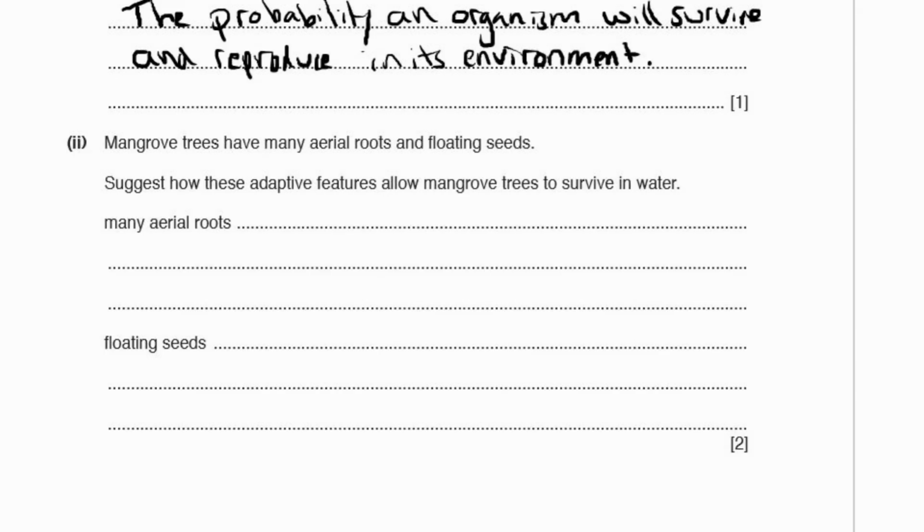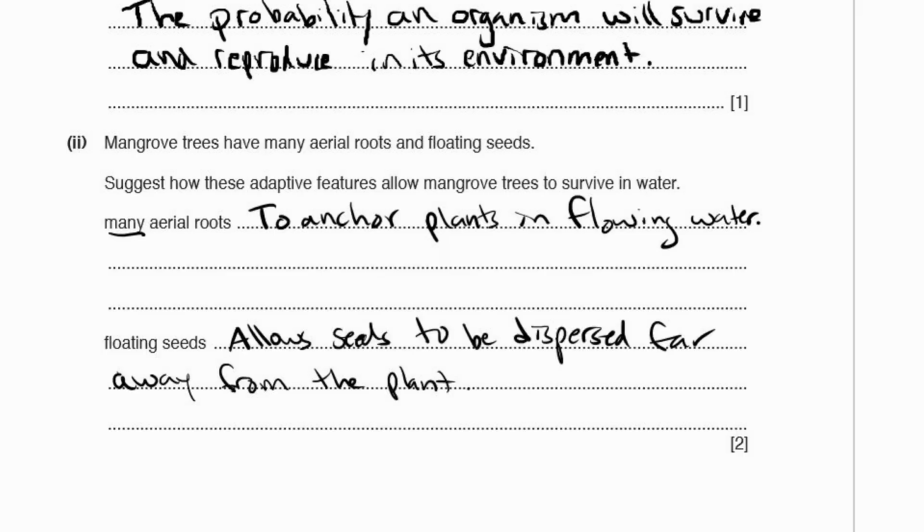So the aerial roots, big thing is to anchor the plants in flowing water. Okay, it says many aerial roots, and that helps with that. So as we said as well, they can also be used for aerobic respiration and for gas exchange. They can absorb oxygen. For floating seeds, it allows the seeds to be dispersed far away from the plant. And the purpose of this is it avoids the competition with the parent plant.